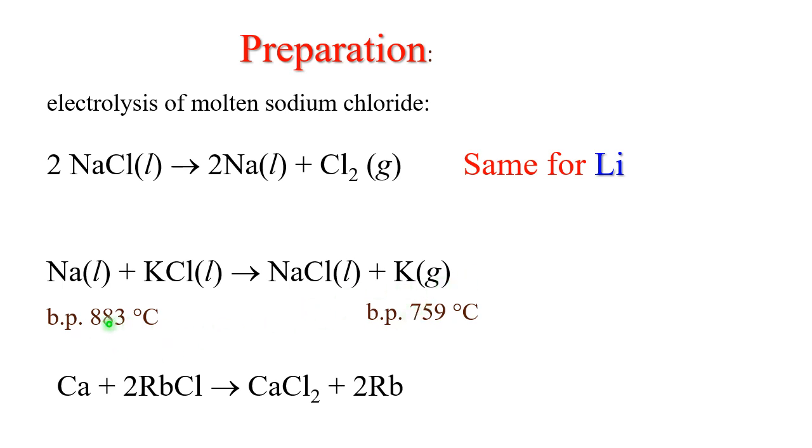For potassium, they employ the fact that the boiling point of sodium is much higher than the boiling point of potassium. So when there is equilibrium between sodium metal and potassium chloride, and sodium chloride and potassium metal, when you run this process at a temperature around 800-850 degrees Celsius, potassium will evaporate and the equilibrium will shift to the right.